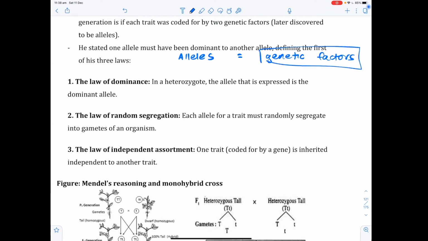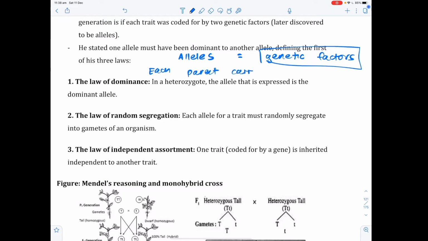And his conclusion was that every organism has 2 genetic factors. And there will always be one genetic factor for a trait that is dominant over another. That is the law of dominance. Does that make sense? That's what you all learned. In a heterozygote, one allele will be dominant over another. That's the law of dominance. Okay? Very good.